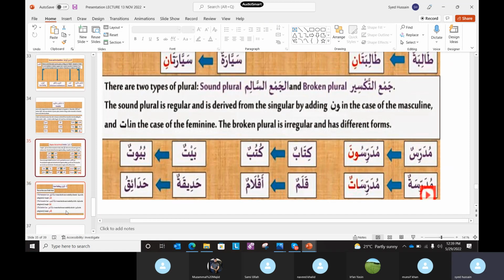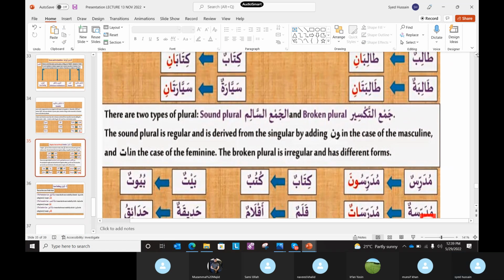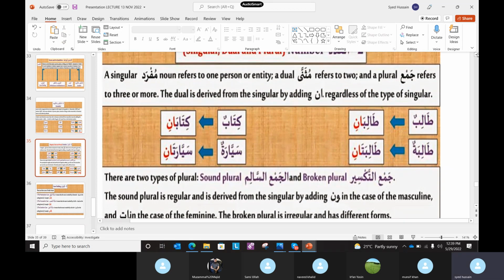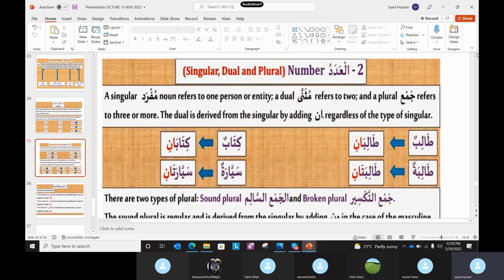Now we go to the next one. Here we will talk about numbers. We have discussed jins, which means gender. Now we are talking about numbers. A singular, in Arabic called mufrad, is a noun that refers to one person or entity. A dual, as I explained to you, musanna, refers to two, and a plural is jama'a, which refers to three or more. The dual is derived from the singular by adding an.